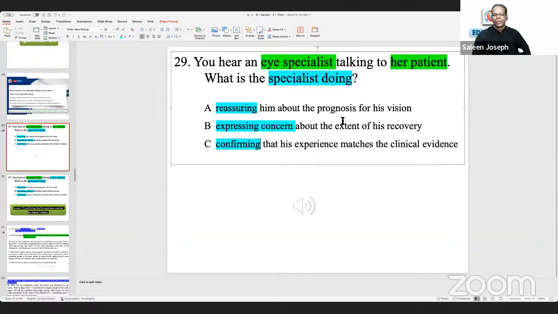What are the concept-based keywords? Prognosis, recovery, clinical evidence. There are some comments in the YouTube space about how to select the keywords or hedging words. The first one speaks about prognosis, the second one speaks about recovery, the third one speaks about clinical evidence. What differentiates these things is reassuring, expressing concern, confirming.